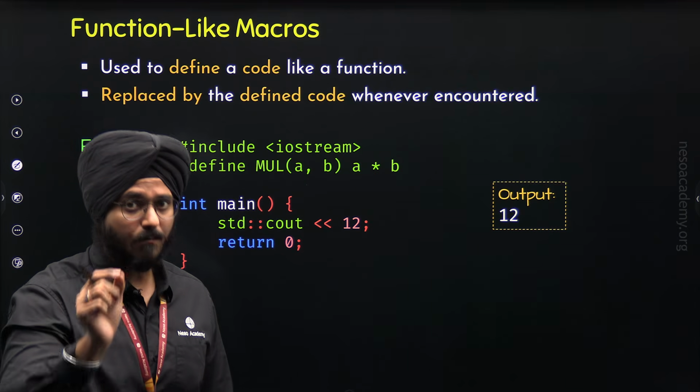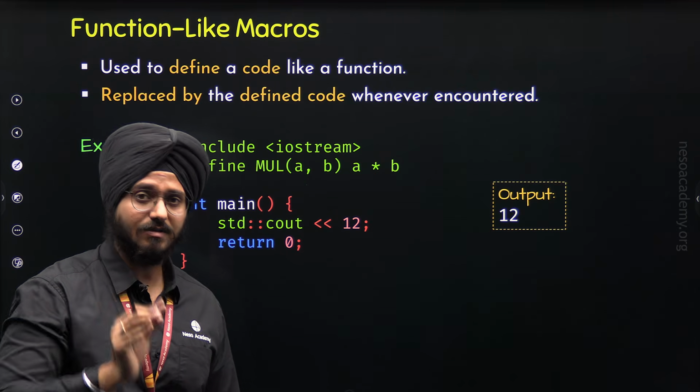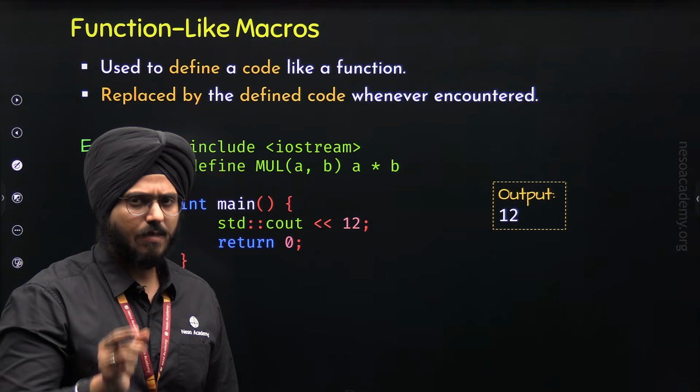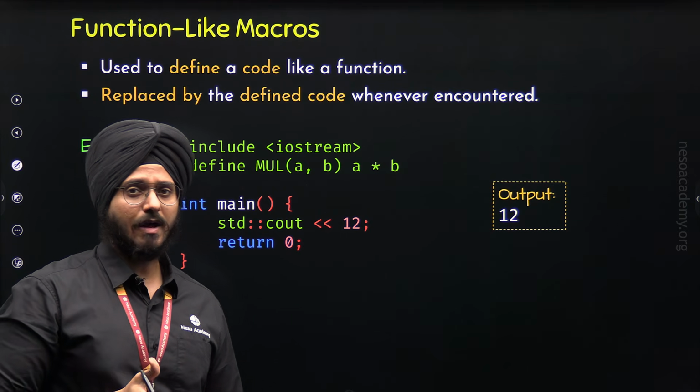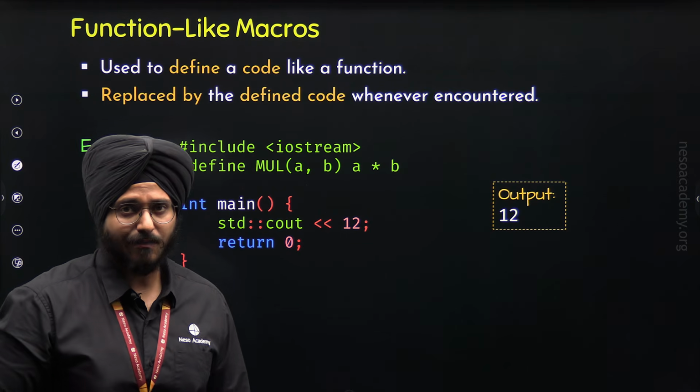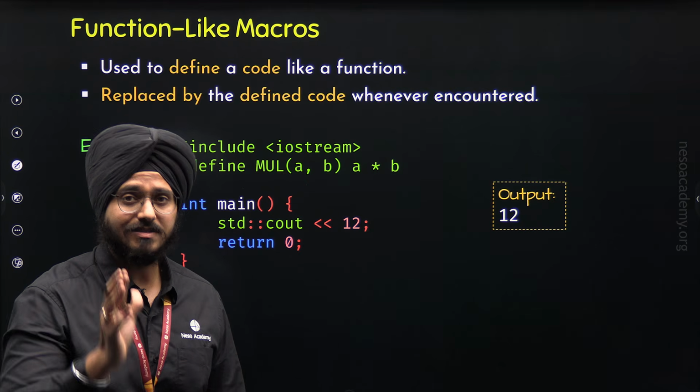But there is one important point we need to understand now. In modern C++, function-like macros and object-like macros are highly disregarded.